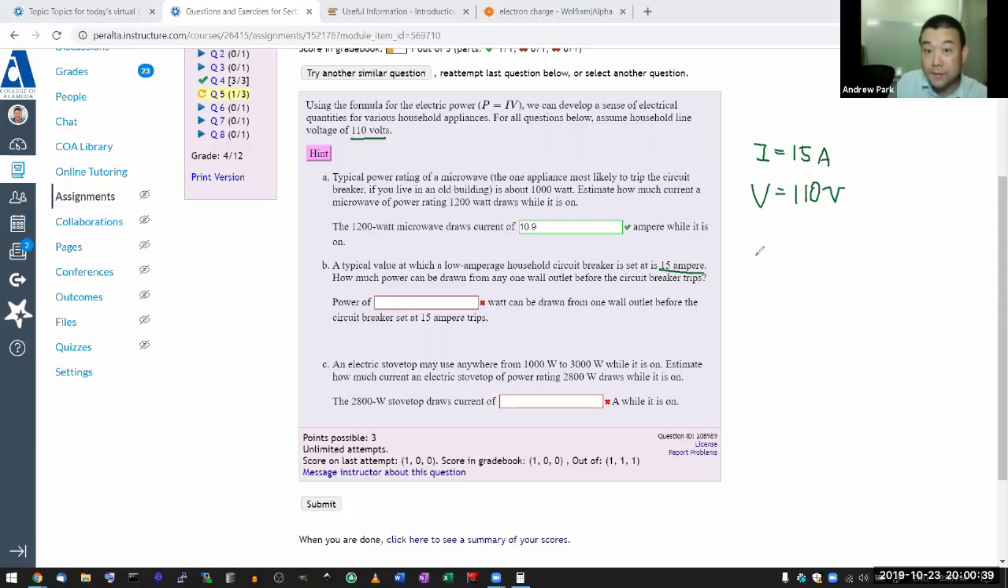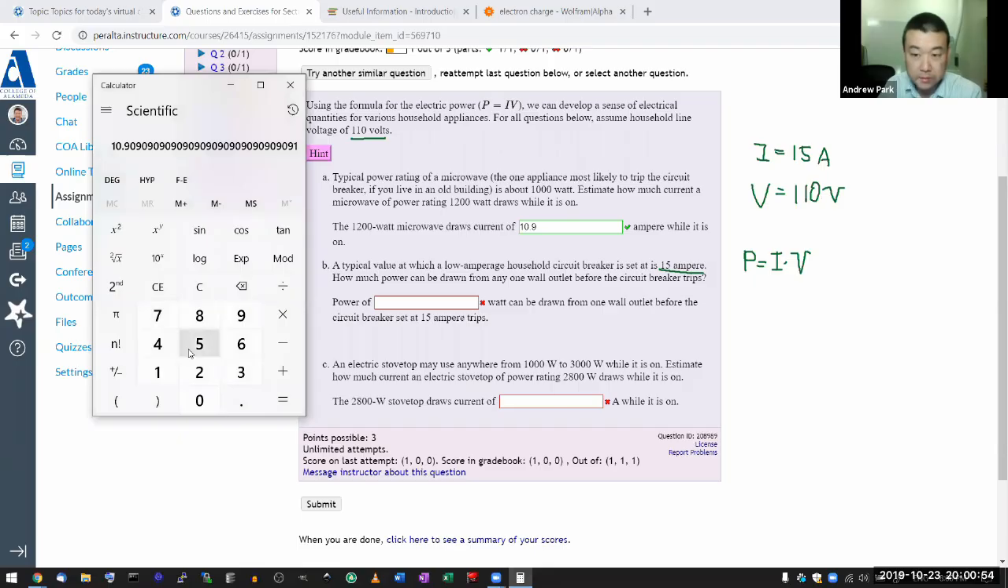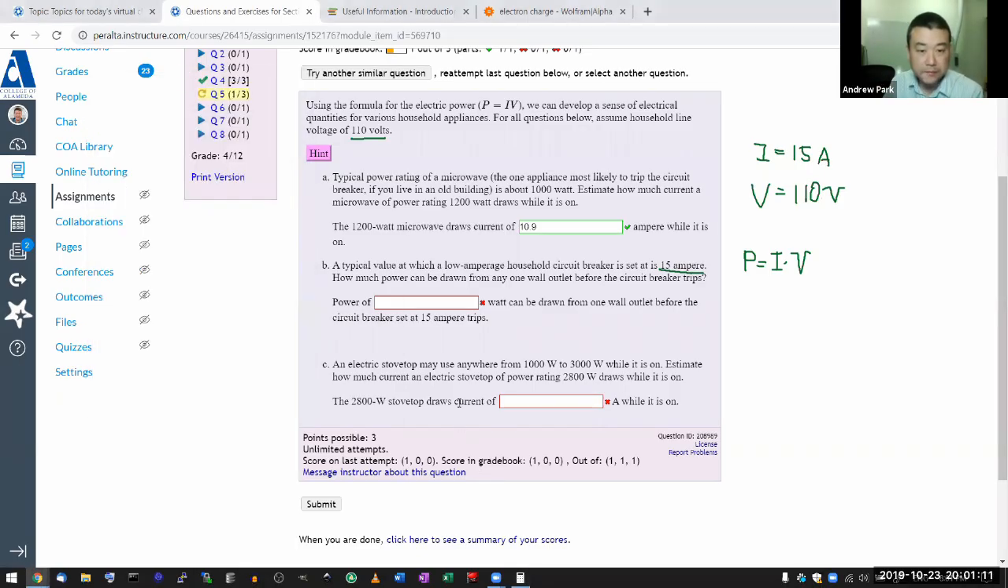I don't know if I need to change anything. And the power, I had a formula before. Power is equal to current times voltage, and you can read more in the chapter section about where that comes from. So I just plug in the numbers: the current, 15, times the voltage, 110, is 1650. So that should be the number of watts. So 1650 watt.